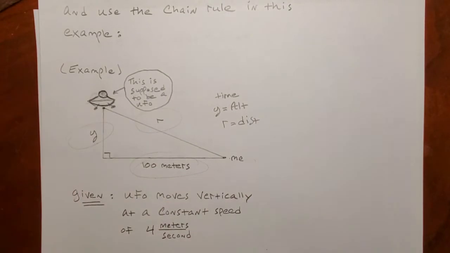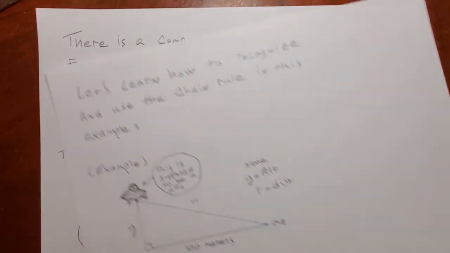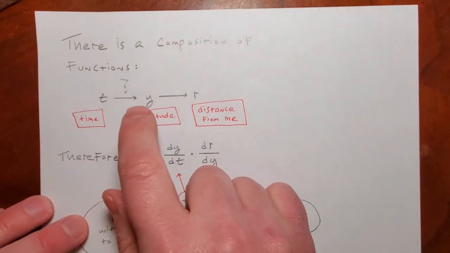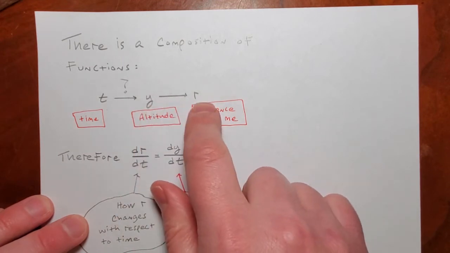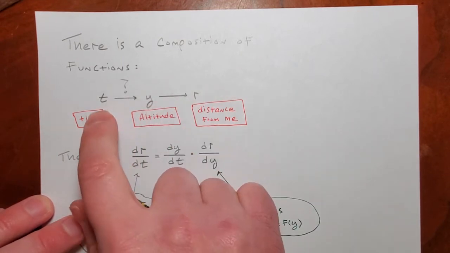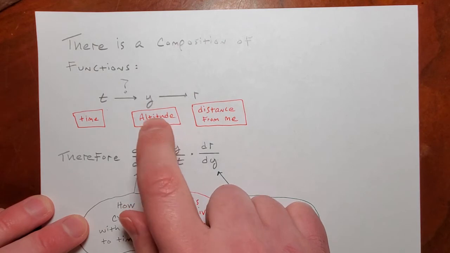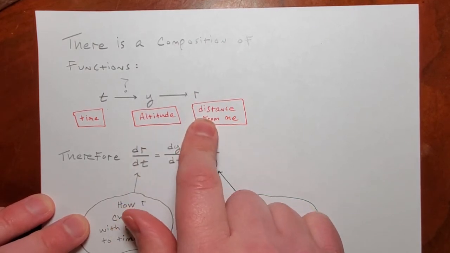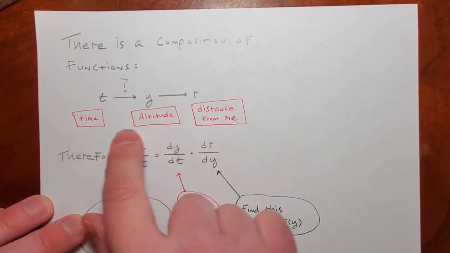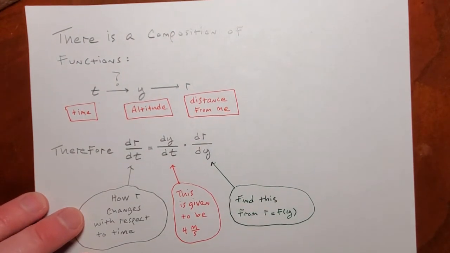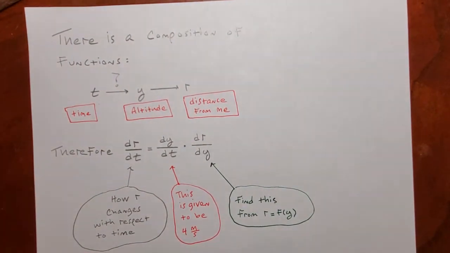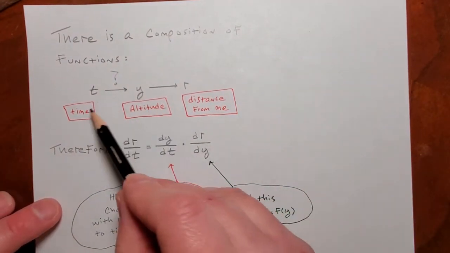Yeah, you use the Pythagorean theorem to do that. So yes, there's a function where y gives you r. At every time there's an altitude, and at every altitude there's a distance. So there's a chain, a composition of functions, and the chain rule is the right thing to use. So what was the chain rule going to tell us?